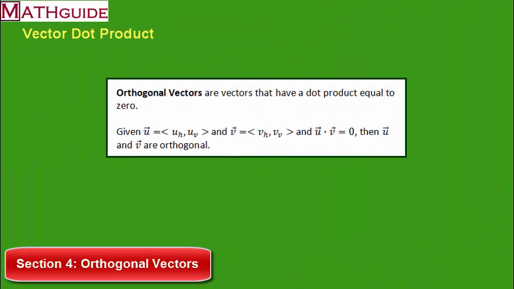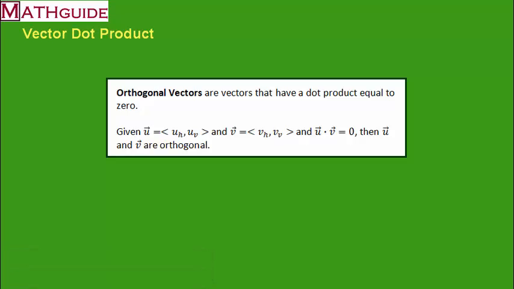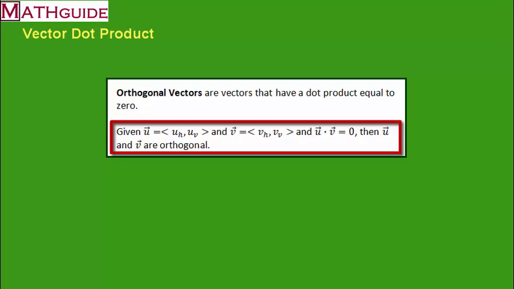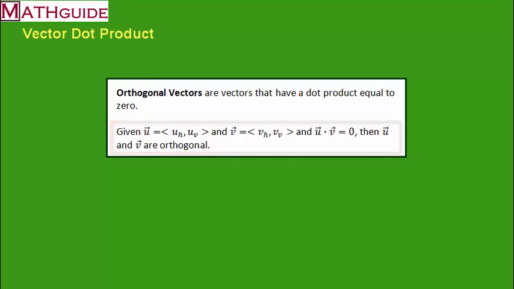Two vectors are said to be orthogonal when they have a dot product equal to 0. So of course I have this in mathematical ease. If you see down below, given two vectors, if u dot v is equal to 0, then u and v are called orthogonal vectors. So let's take a look at an example of how this could happen.